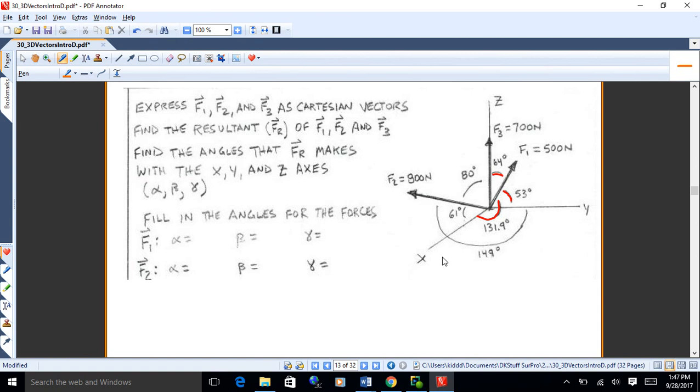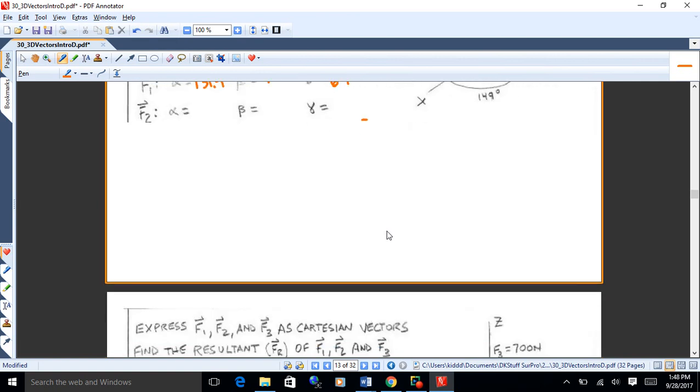Okay, so we're just looking at that sketch and pulling those angles off. Now they're just angles, they don't have signs, so just whatever you see for that angle, just fill in. So those red ones there for F1, I got 131.9, 53, and 64 for X, Y, and Z. You all okay with that? Okay. Now we got just a couple minutes. We good with that? Okay.